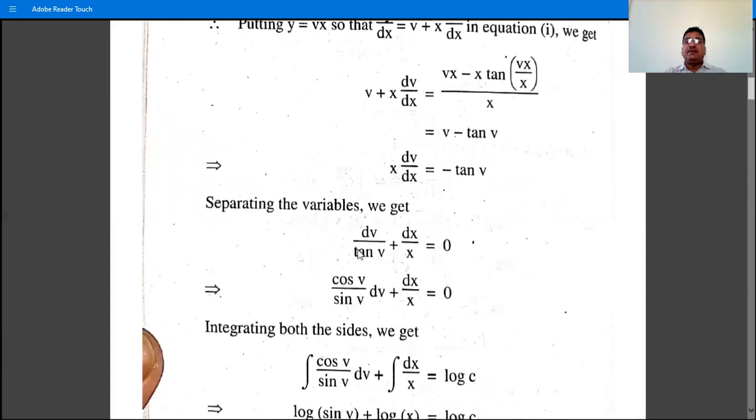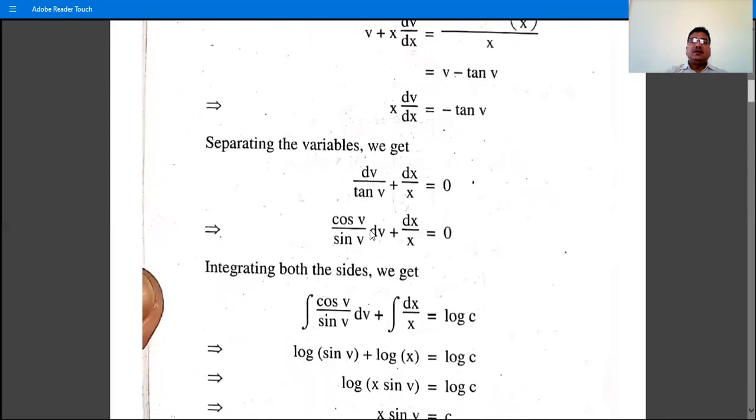Then separate the variables. So we have dv by tan v plus dx by x is equal to 0. And then 1 by tan v is what? It is cot v, and cot v is cos v divided by sin v.